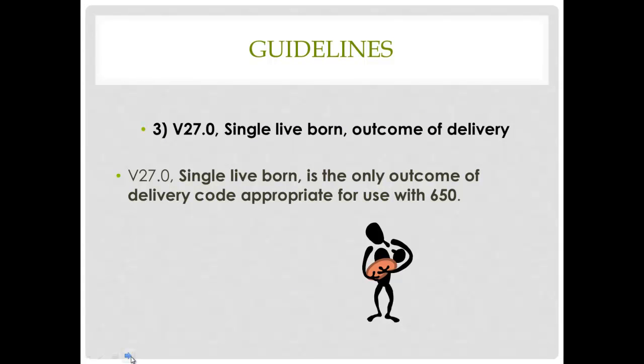Again, we have the outcome of delivery, which is only coded in the mother's chart, and that outcome, if it's a single live born, would be V27.0. And this is the only outcome of a delivery code that should be used with 650.